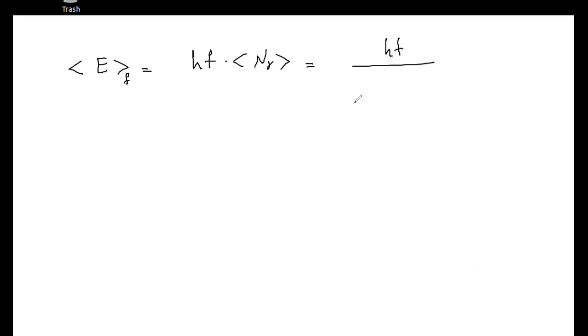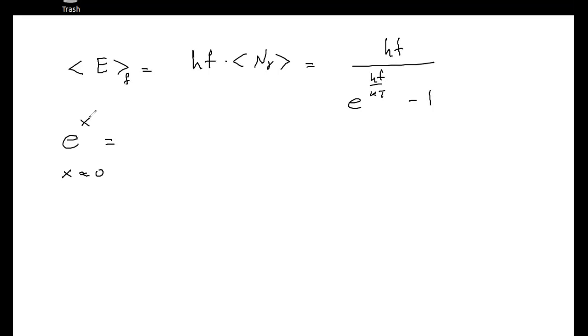hf over exponent of hf over kT minus 1. So let's play around a little bit with this average energy for a given frequency. How can we see that this cutoff parameter appears? First of all, if you have exponent of x, and x is very small, do you know what is the asymptotic behavior for the exponent when the index is very, very small?